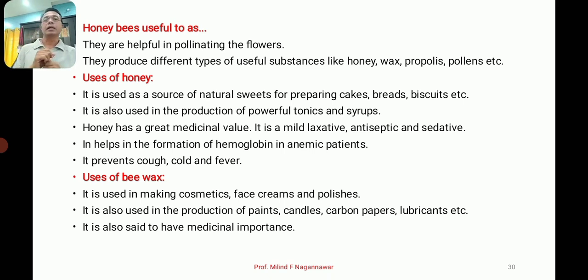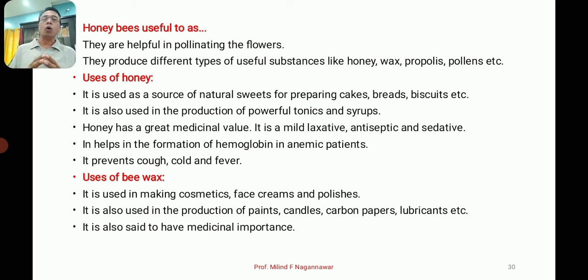Then apart from that, honey is used to prepare some tonics and syrups. Most of the cough syrups, you will find that there is a content of honey in them. Is it clear? There is a content of honey. So powerful tonics and some syrups are made by using the honey.